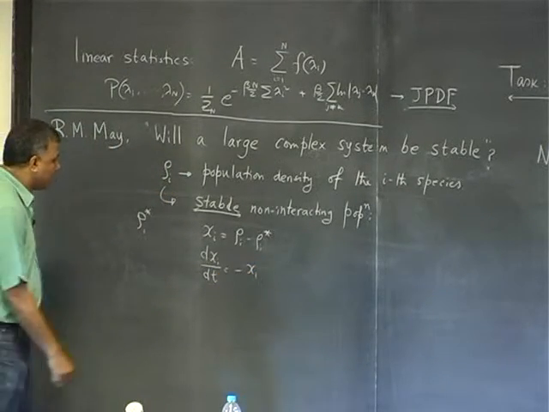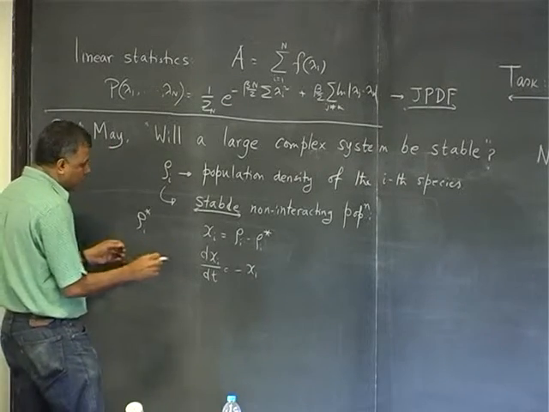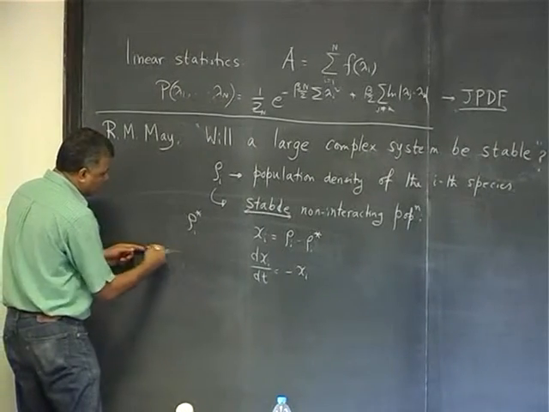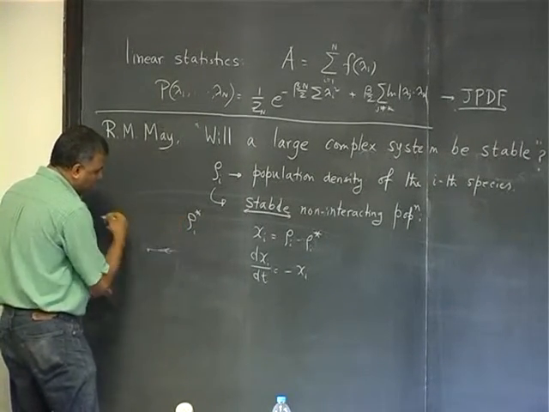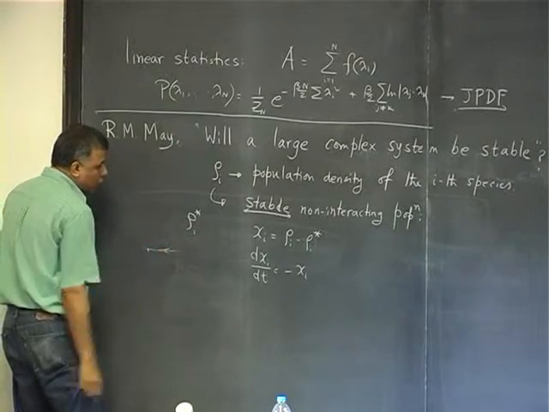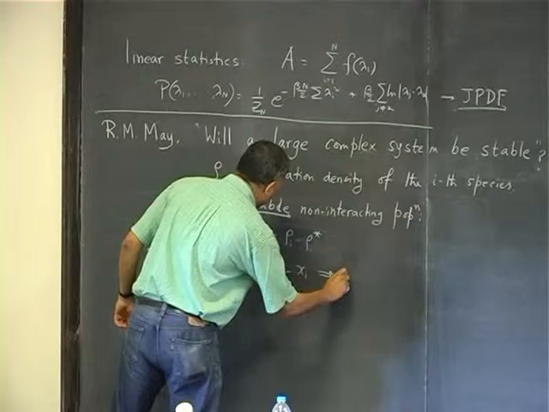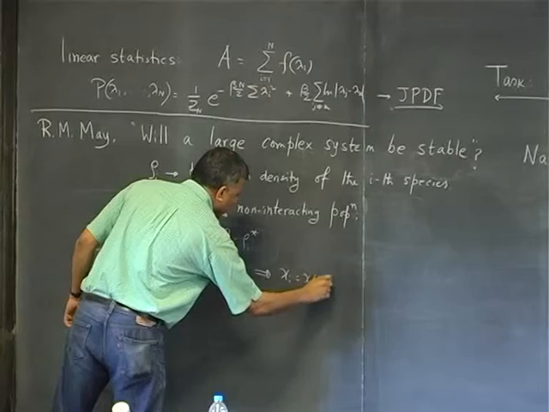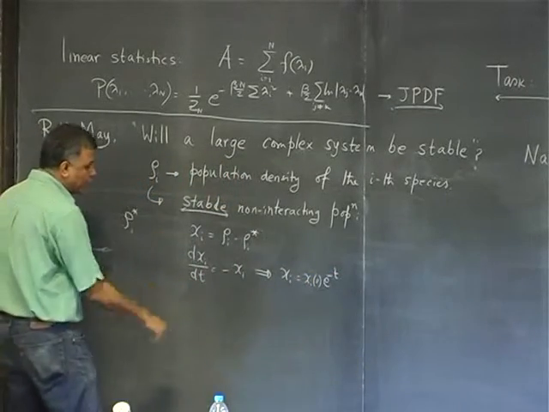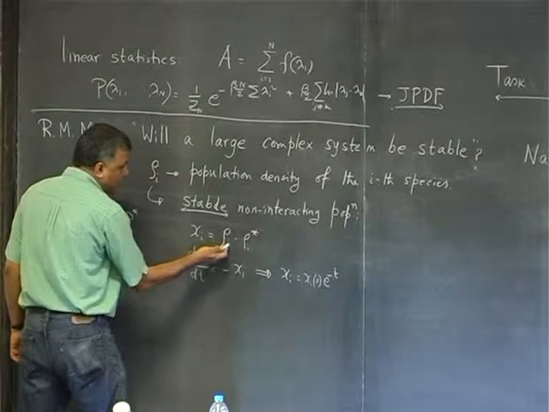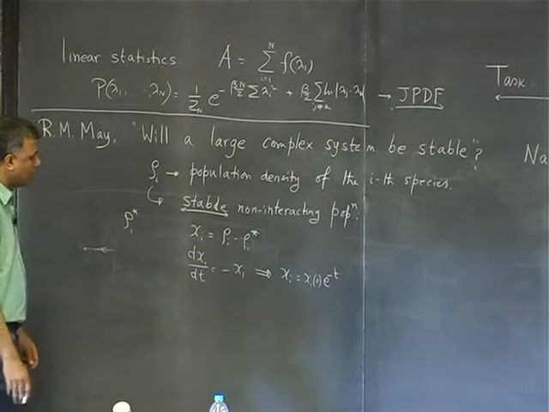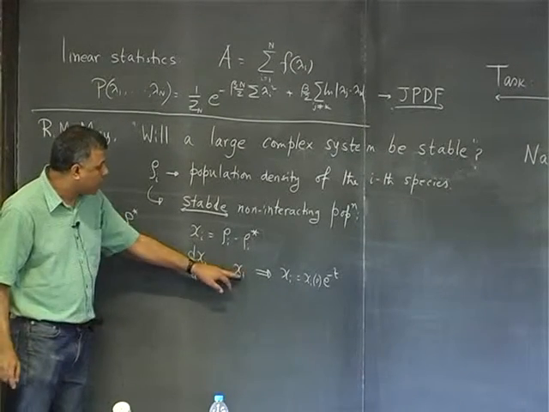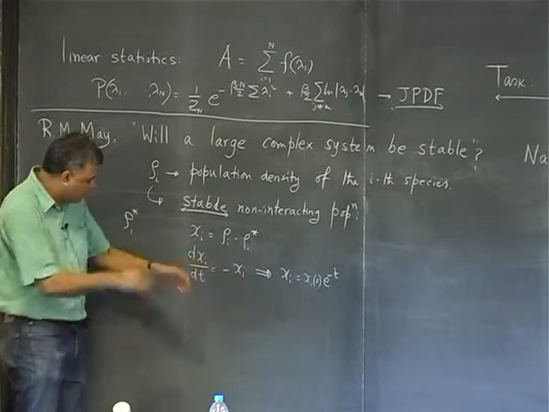So I make a small perturbation, and it's like sitting in a quadratic potential or something. So dx_i/dt equals minus x_i, which means x_i goes to x_i(0) exponential minus t. So exponentially it will decay to 0. That means exponentially fast it will come back to its stable value. So I start with this: stable, non-interacting, non-interacting because here it does not involve any other species. It's just within itself.